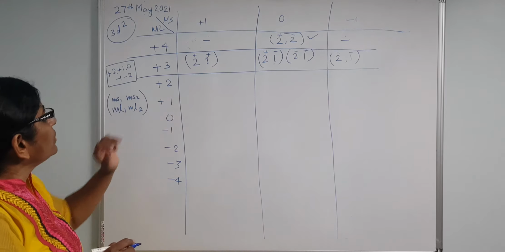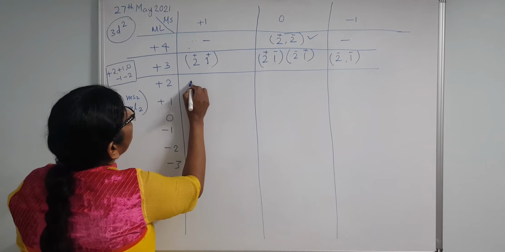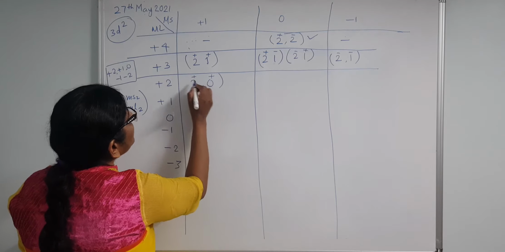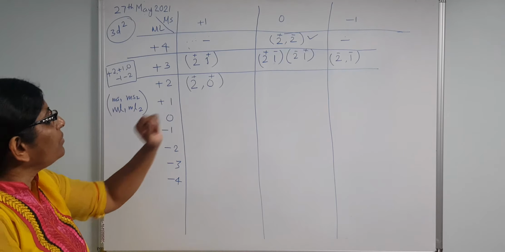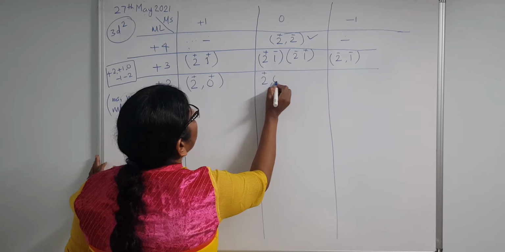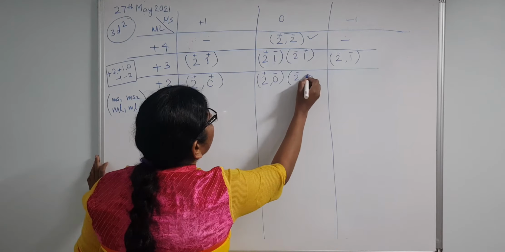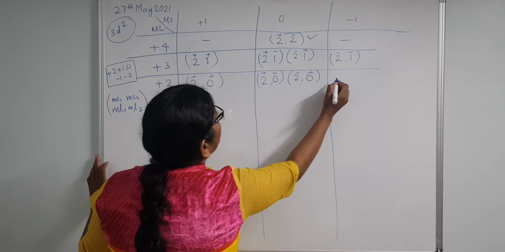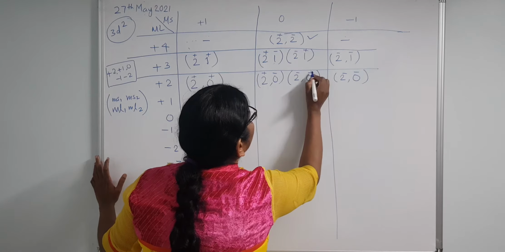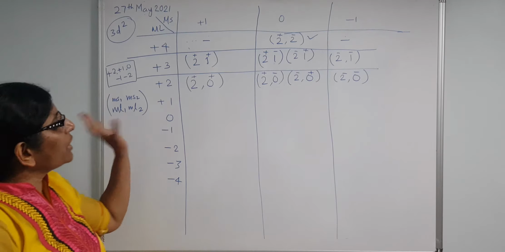Now come to 2. Now for 2 we can write 2 plus 0 plus. Okay, this is allowed because we have changed one ml. Now here, same, we can write 2 plus 0 minus, 2 minus 0 plus, these two. Okay, here 2 minus 0 minus. This way we can complete this whole table and then we can go for labeling.